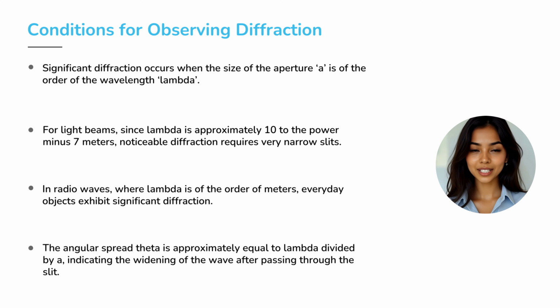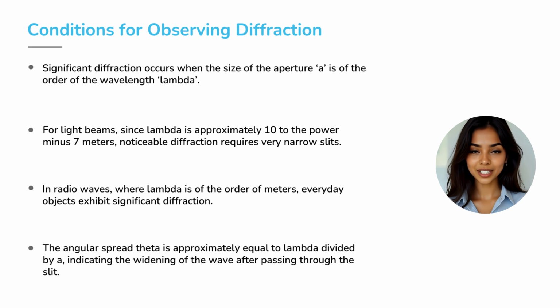Alright, now when can we actually see diffraction happening? The key factor is the size of the aperture or obstacle compared to the wavelength of the wave passing through. Significant diffraction occurs when the slit width, let's call it a, is roughly the same size as the wavelength lambda. For light waves, which have wavelengths on the order of 10 to the minus 7 meters, we need incredibly narrow slits, almost microscopic, to notice diffraction patterns. That's why you don't see light bending noticeably around everyday objects.